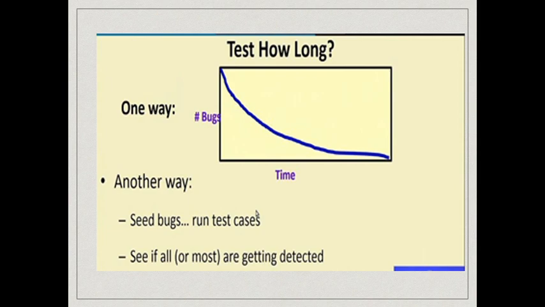The other way is that the manager can seed some bugs, and then as the testing proceeds, you will identify whether all those seeded bugs have been found. If all those bugs have been found, we will say that possibly the other bugs could also have been found, and that is the time to stop testing.